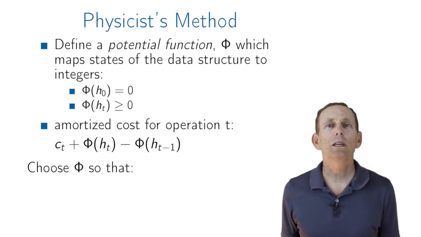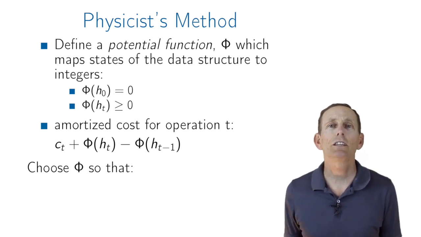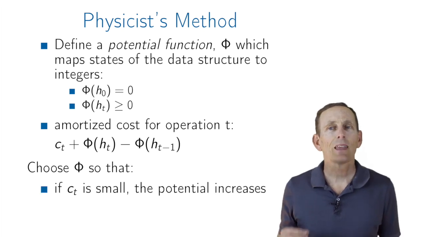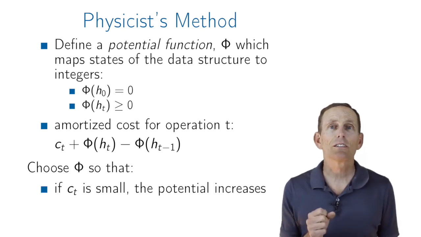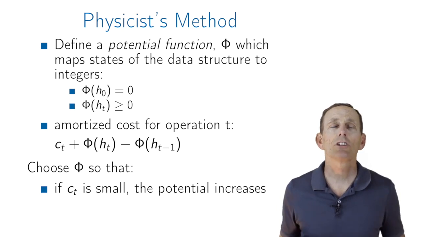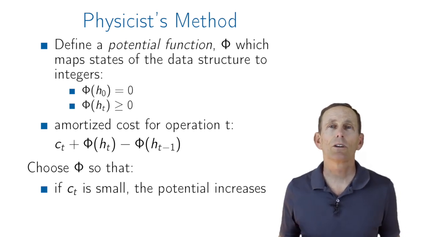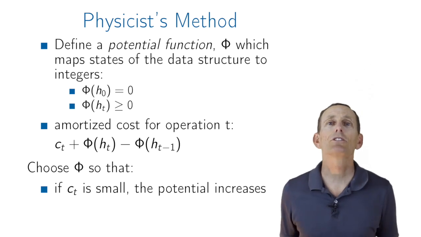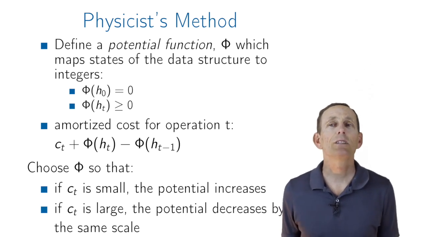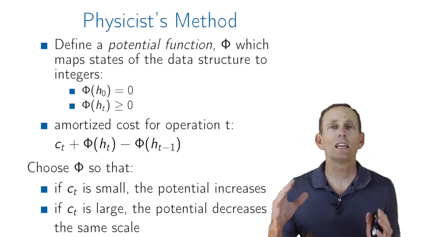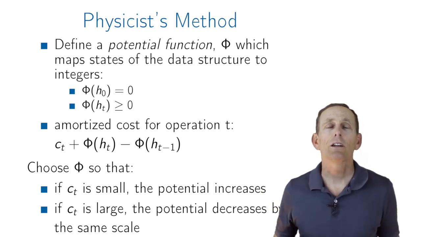What we need to do is choose a function phi such that if the actual cost is small, then we want the potential to increase so that we're saving up some potential for doing later work. And if c sub t is large, then we want the potential to decrease in a way to sort of pay for that work.